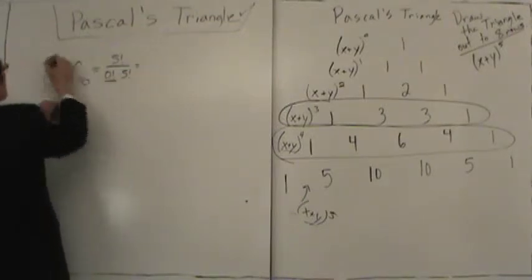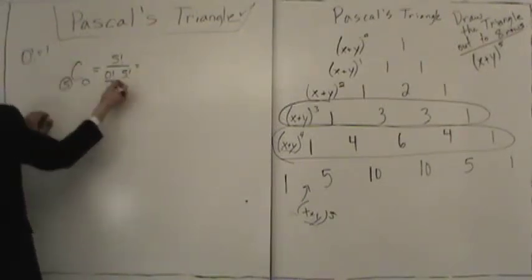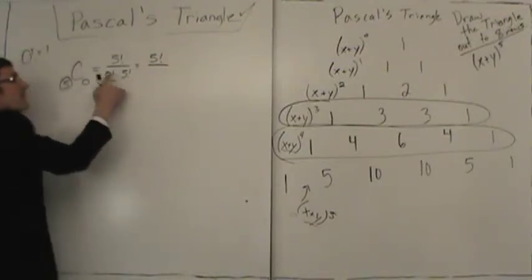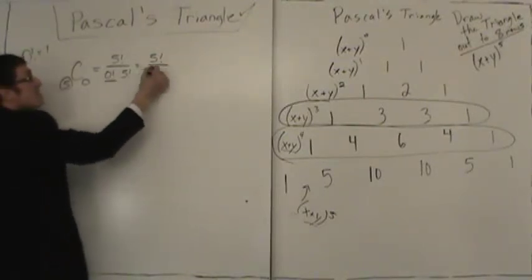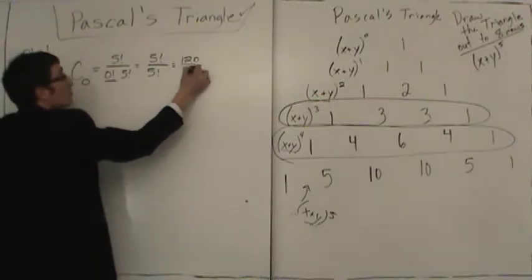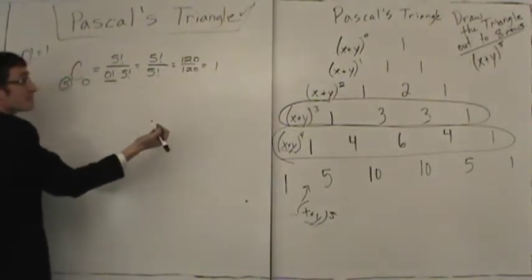Remember that 0 factorial is equal to 1, so we end up with 5 factorial over, and what is 1 times 5 factorial? 1 times 5 factorial is just 5 factorial, so we end up with what? 120 over 120, which is equal to 1.